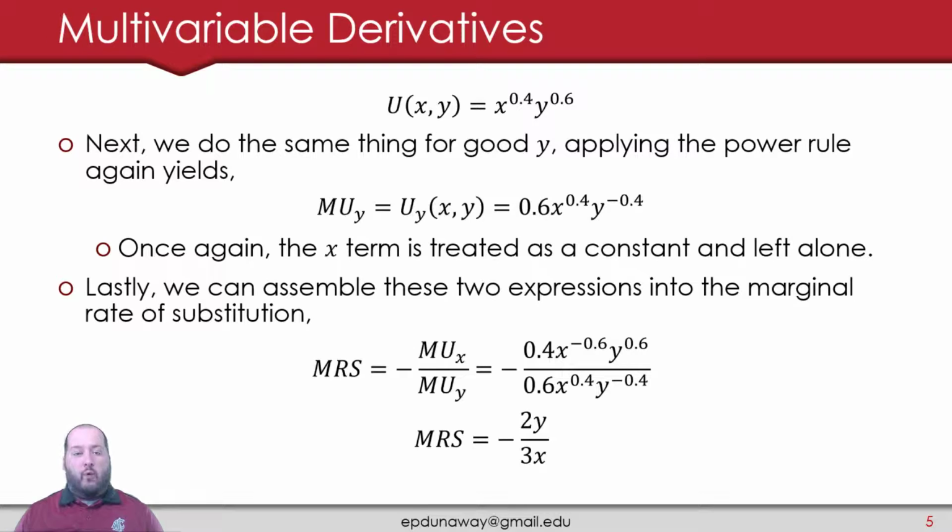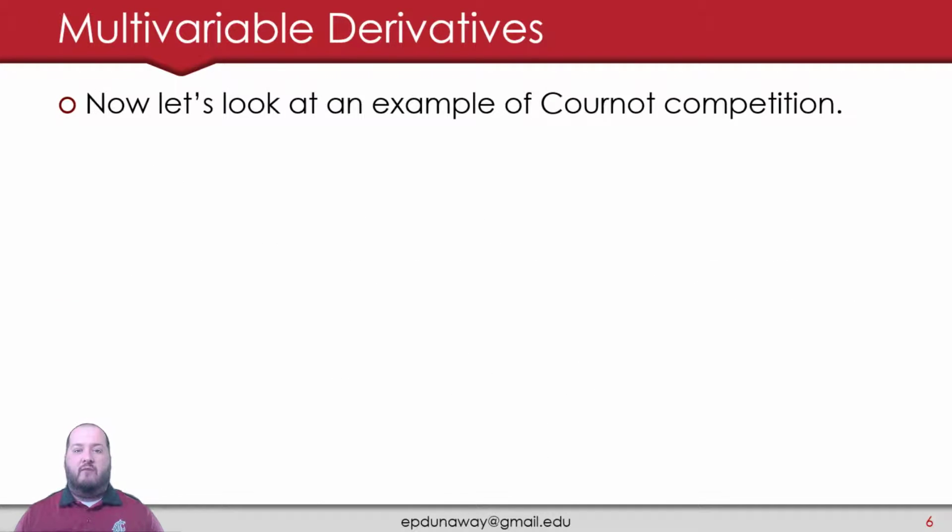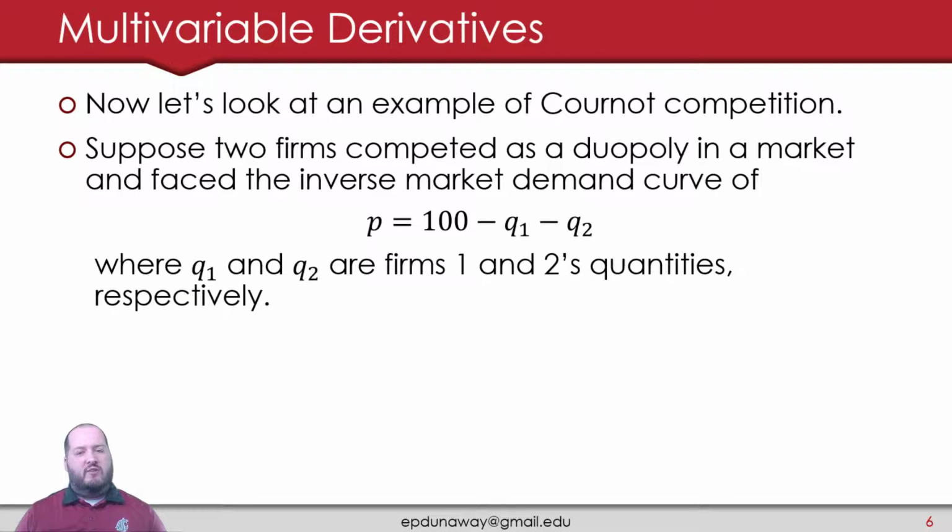So anyways, let's do one more application of multivariable derivatives, and let's look at an example of Cournot competition. Just as a reminder, Cournot competition is a situation where we have two or more firms competing as an oligopoly. We have a duopoly in this case, with two firms, and they both set their quantities at the same time. Let's suppose that these two firms face a market demand curve of price equals 100 minus Q1 minus Q2. That's an inverse market demand curve, by the way, where Q1 and Q2 are firms 1 and 2's quantities, respectively.